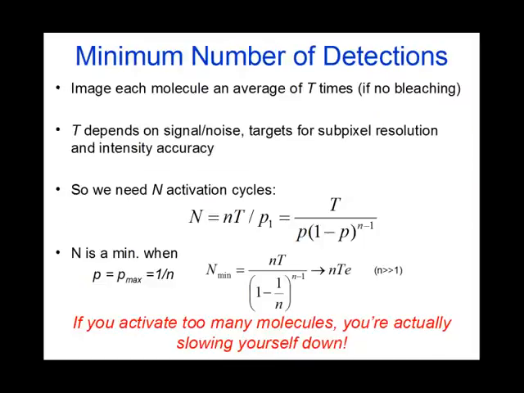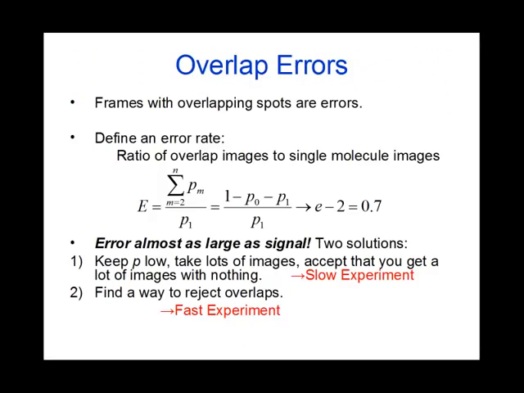Now we can work out a minimum number of detection cycles from this. We could just say that the number of cycles we need is going to be proportional to the number of molecules divided by the single molecule detection, the probability of getting a single molecule image. And what's interesting is that there is a minimum number of cycles. If you set your activation probability too low, not surprisingly, you're getting a lot of zero molecule images. If you set it too high, you actually introduce more junk than good information. That's not too surprising.